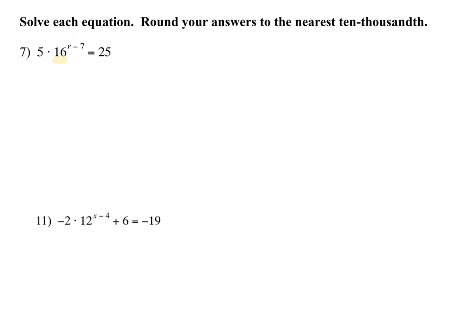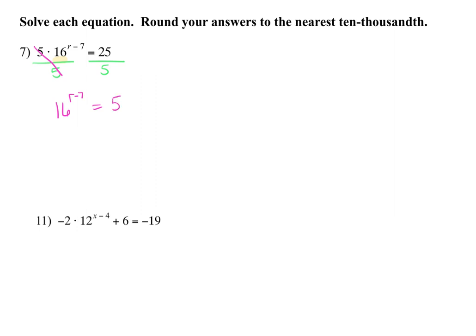So I need to get that 16 by itself, which means my first step here is going to be to divide both sides by 5, because that is what is with my base. I'm going to divide this left side by 5, and it will cancel out just that 5. And I will have that 16 to the r minus 7 by itself, which is what I'm trying to do. And then 25 divided by 5, of course, gives me 5.